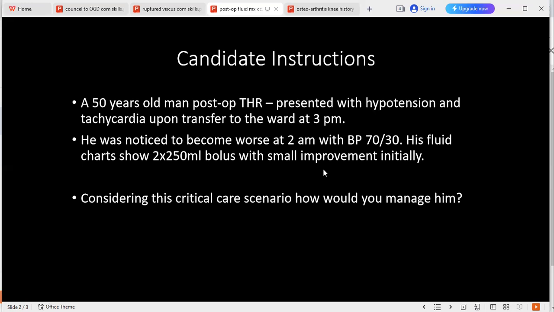Yes, it includes burns patients, patients with acute pancreatitis, and there could be prolonged surgery, and when there is a large amount of insensible losses. Okay, good.